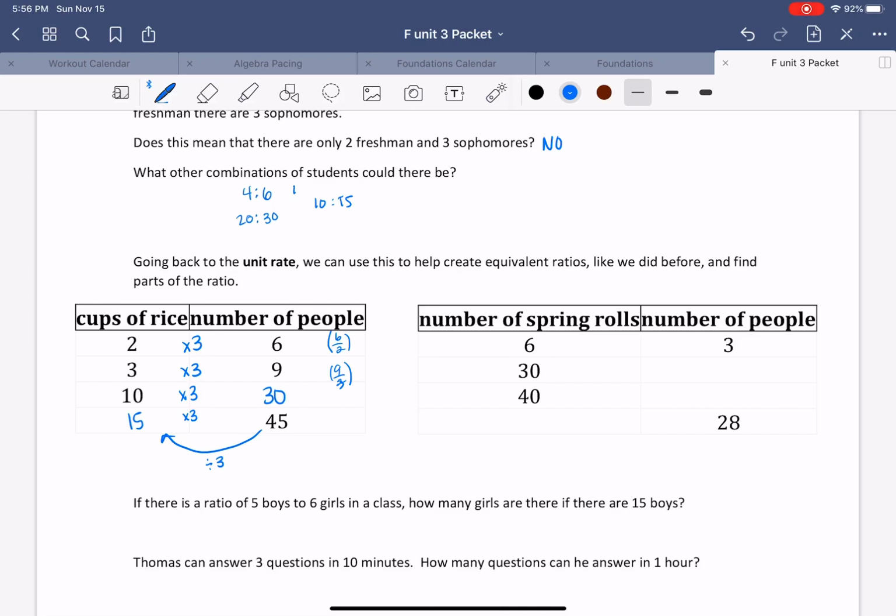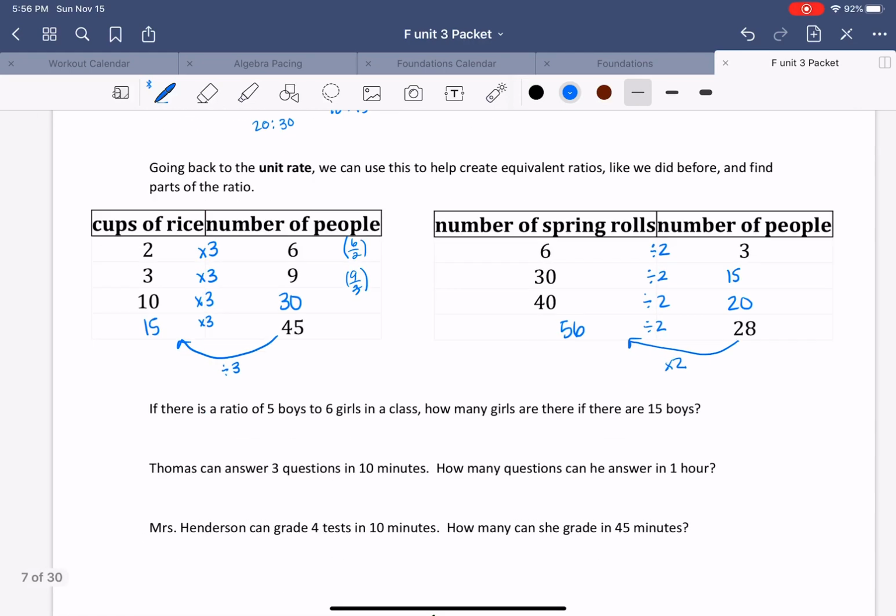Okay, so let's look at this one. Here, to go from 6 to 3, I divide by 2. So 30 divided by 2 would give me 15. 40 divided by 2 would give me 20. And then I have to find a number divided by 2 that gives me 28. So I do the opposite. I multiply by 2 and I get 56.